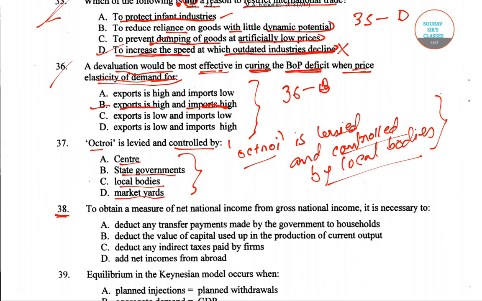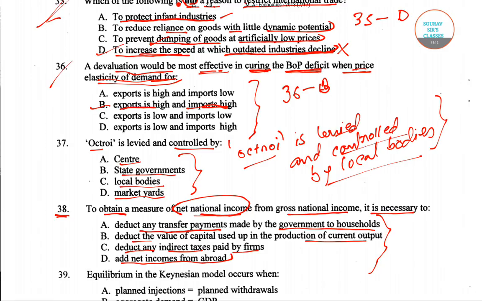In question number 38, it is given, to obtain a measure of net national income from gross national income, it is necessary to, four options are given: deduct any transfer payments made by the government to households, deduct the value of capital used up in the production of current output, deduct any indirect tax paid by the firms, and add net incomes from abroad.